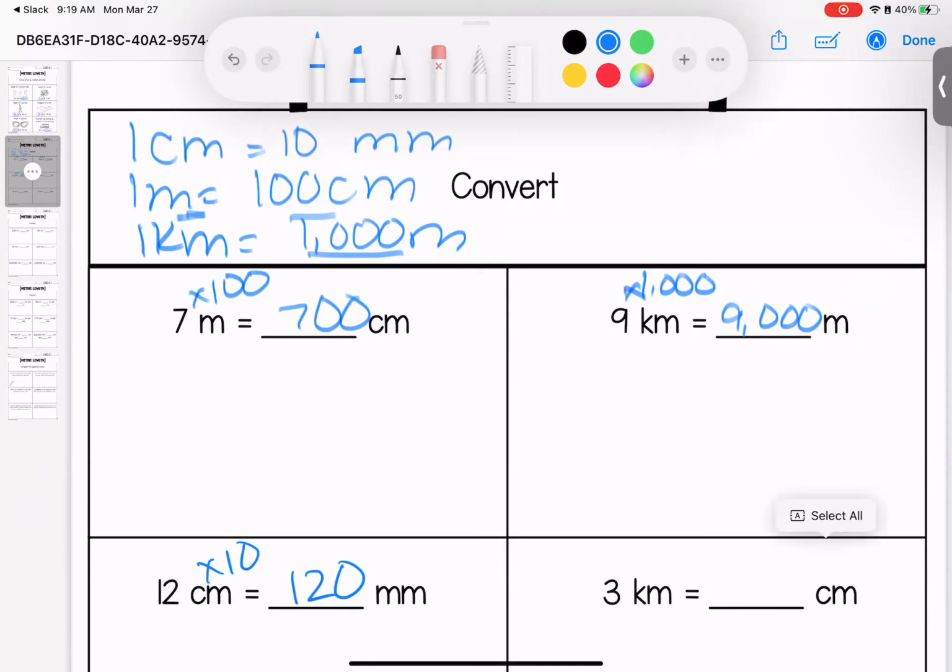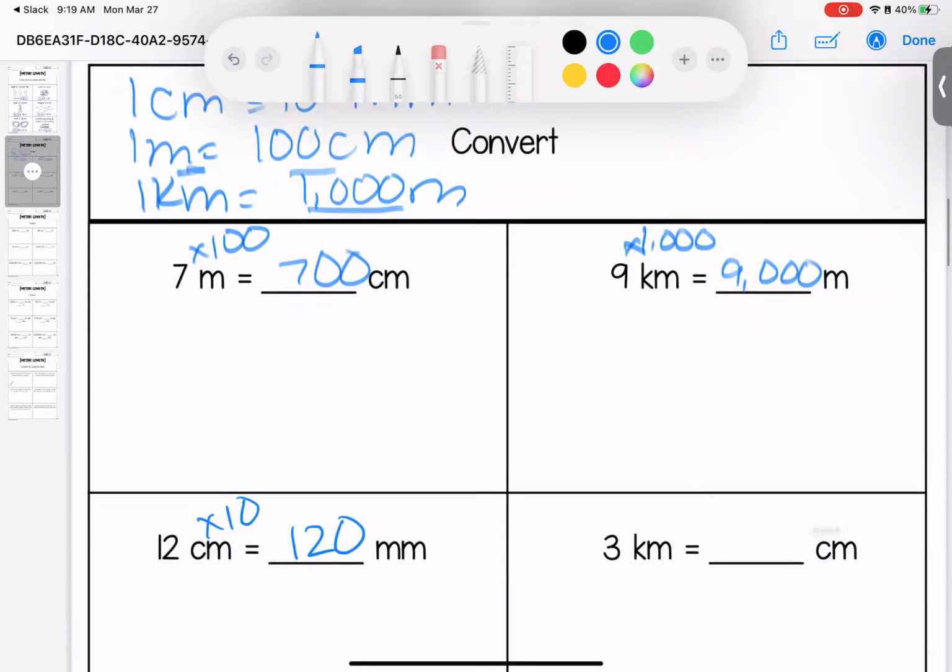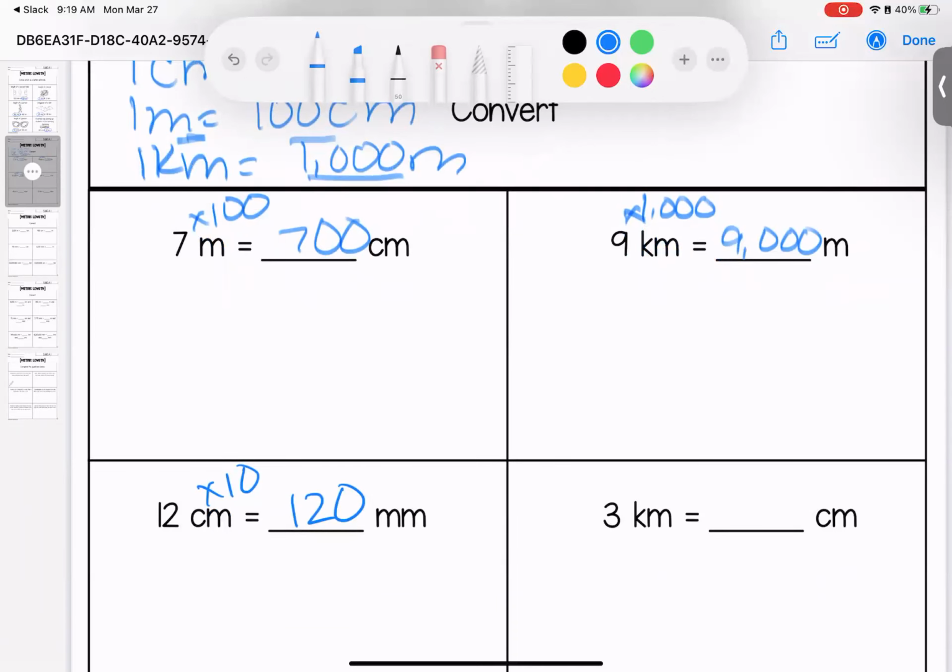Kilometers to centimeters. We had to do some jumping here. To go from kilometers to meters, we multiply by 1,000. To go from meters to centimeters, we multiply by 100. So I can do two steps. I can multiply this by 1,000 to get 3,000 meters. And then I can multiply that by 100, which means it has 1, 2, 3, 4, 5 zeros, to get 300,000 centimeters.